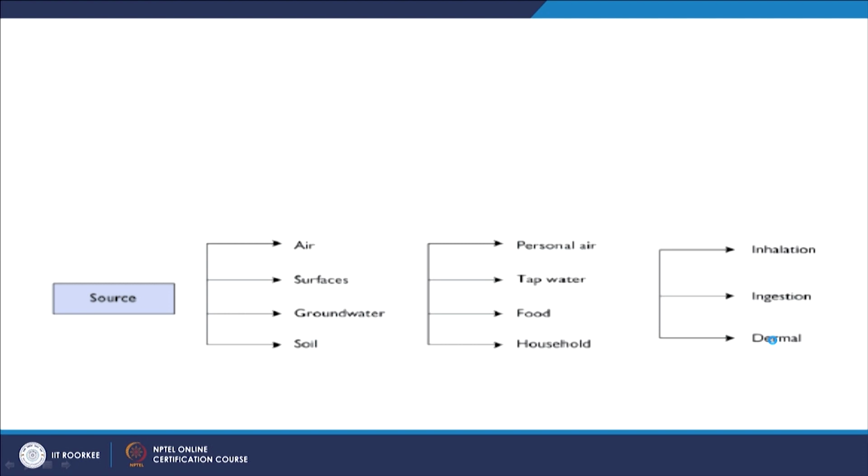So again, looking at the pathways, this is the source, right? Different modes of transport, through the air, surface, groundwater or soil, right? And then while breathing personal air or from tap water, food or household, and then routes of exposure: inhalation, ingestion and dermal, right? These are the different pathways. Obviously that is an illustration out here.